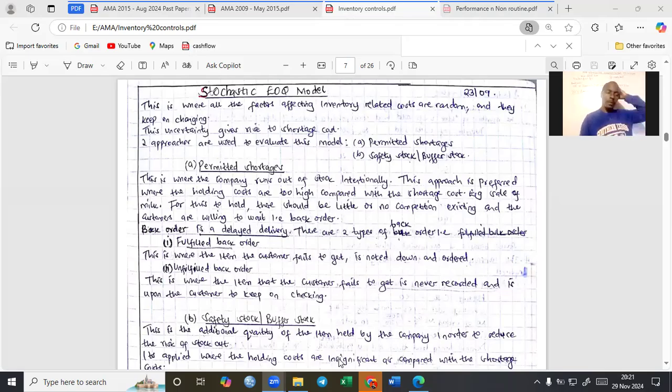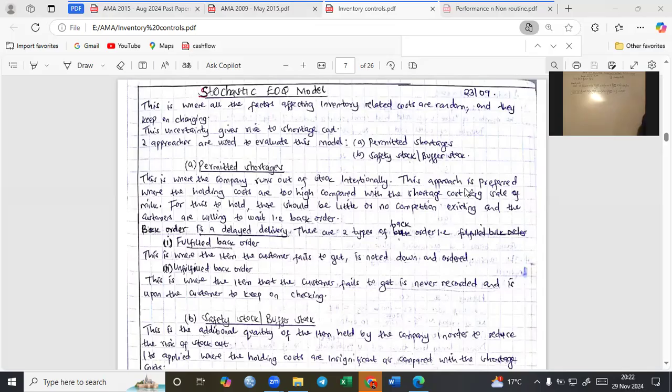They keep on changing. Mute tafadhali, mwenye ameunmute. So mwenye ameunmute, kindly mute. Sawa sawa. Na tunasema for stochastic, the factors which affect the inventory, they are at random manner and they keep on changing.